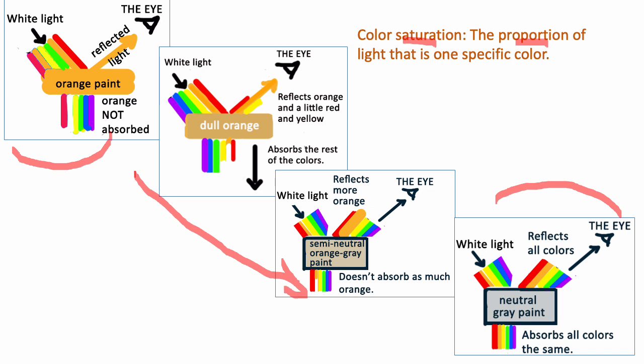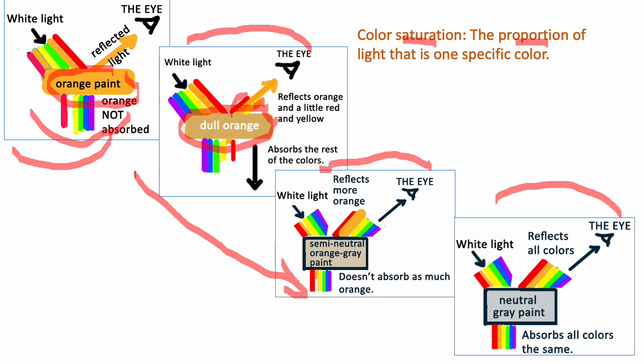In the real world, no surface can reflect only orange light. Instead, orange paint reflects some of its analogous neighbors like red and yellow. Whenever a surface reflects different colors, the orange looks duller than the super pure orange paint. If the reflected light has only a slight predominance of orange, you would see a semi-neutral orange-gray with a hint of orange. And then when all colors are reflected the same, we see a neutral gray, which has no dominant color.